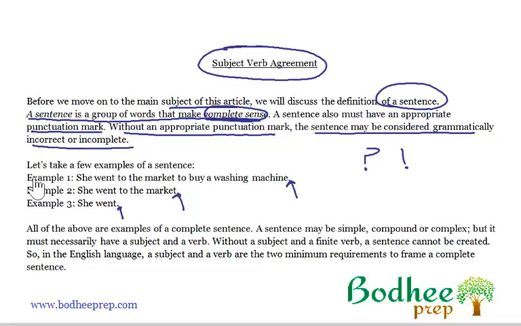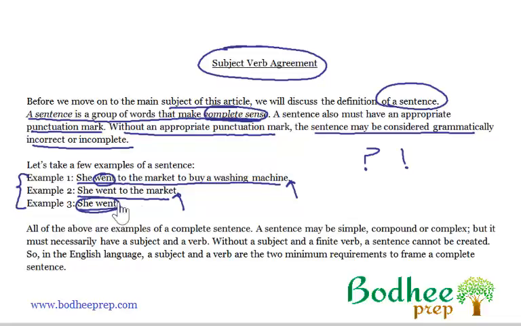Now let's look at these three examples. The first example says, she went to the market to buy a washing machine. She went to the market. She went. What is the difference between the options? The first option has more detailed information. She went to the market to buy a washing machine. The second example has fewer details, and the third example has almost little or no detail, and it says she went. The verb went is in the past tense.